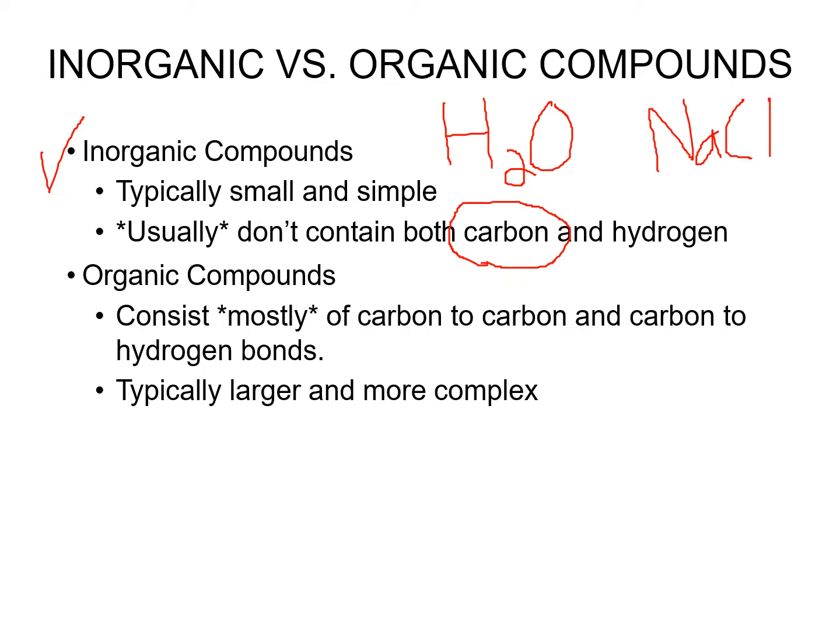Now, let's get a little more detailed and look at the exact definition of inorganic. Usually does not contain both carbon and hydrogen. So in both of these examples that I gave you, water and NaCl, neither of these compounds have carbon in it, period. But what really happens, the difference with organic and inorganic is with an organic compound, what we're going to see is carbon is going to be bound or touching another carbon or a hydrogen atom, excuse me.